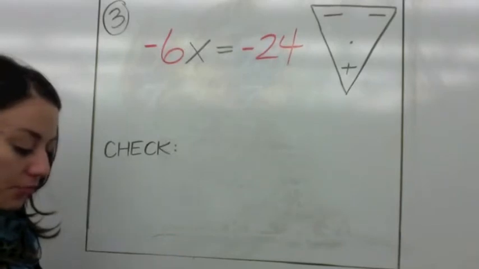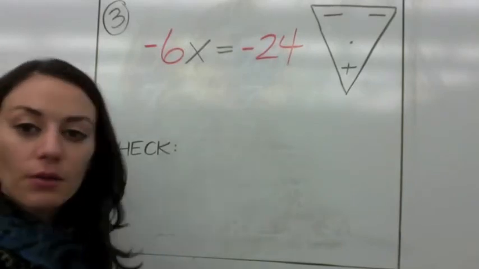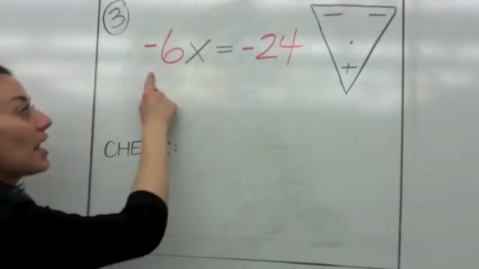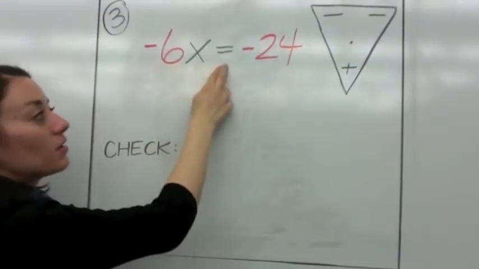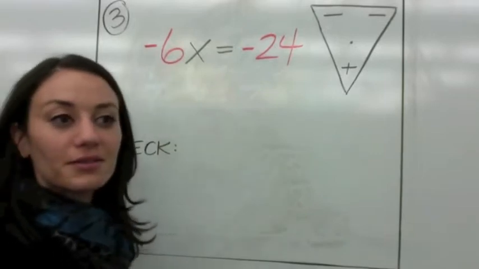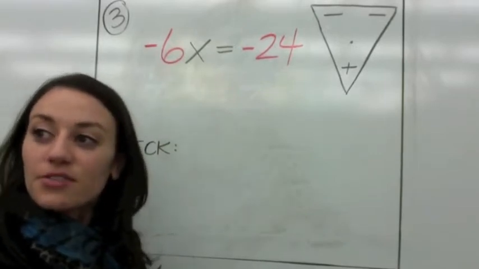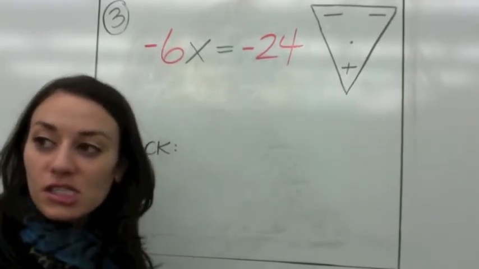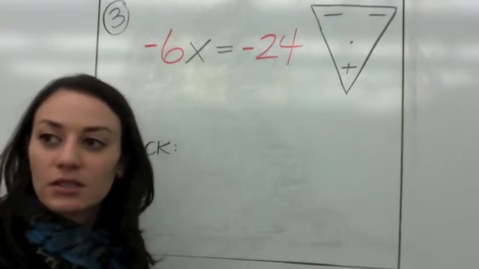I want you to go ahead and read number 3 with me. What did I say? I said read it with me. Okay, here we go. It says negative 6x equals negative 24. Is there something different about this equation? What's different about it?